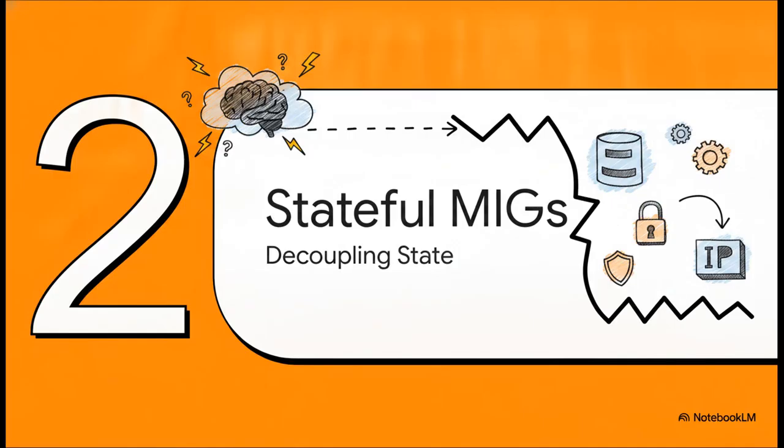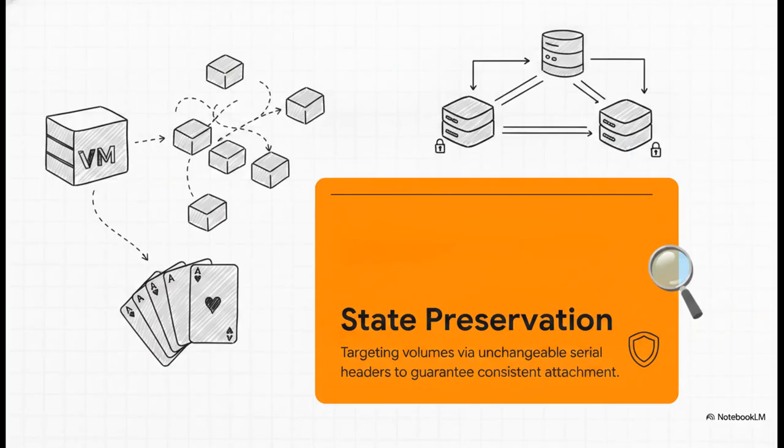Section 2. Stateful MIGs to the rescue. Decoupling compute from state. All right, so the fundamental architectural trick here is separating the volatile brain, the computing power itself, from your stable, permanent assets. This brings us to a concept called storage state preservation.